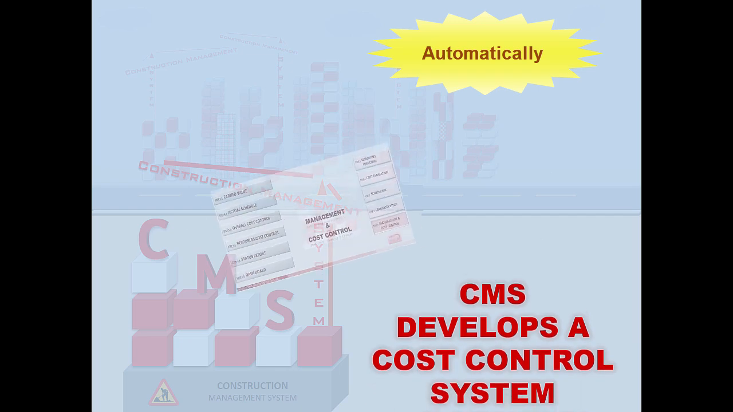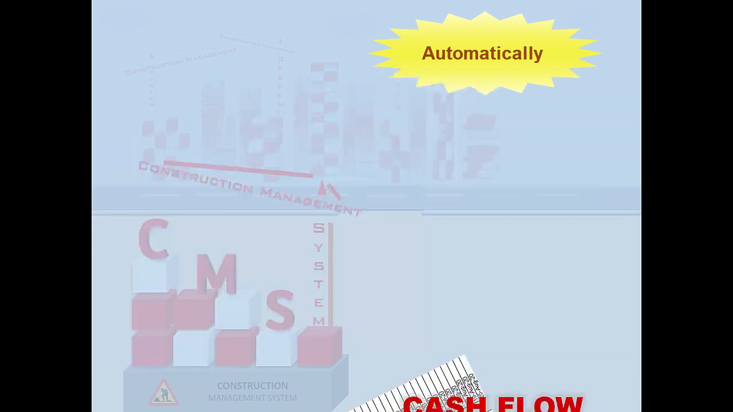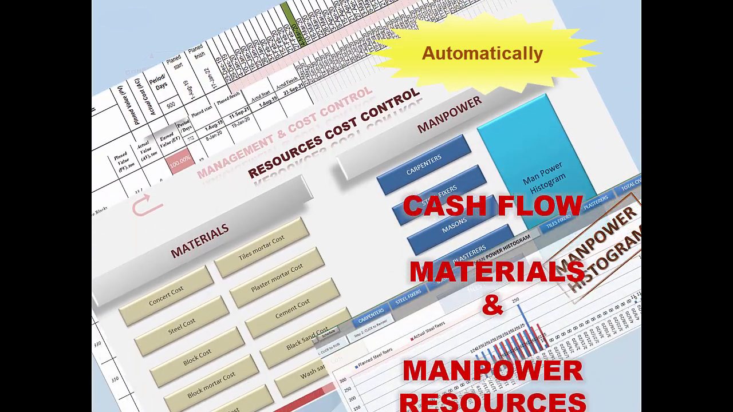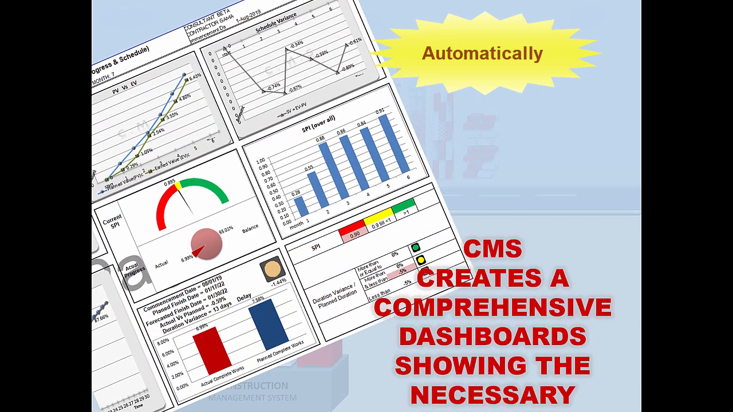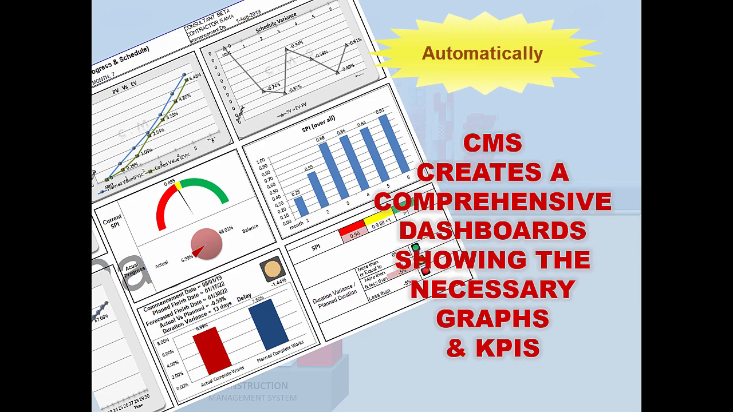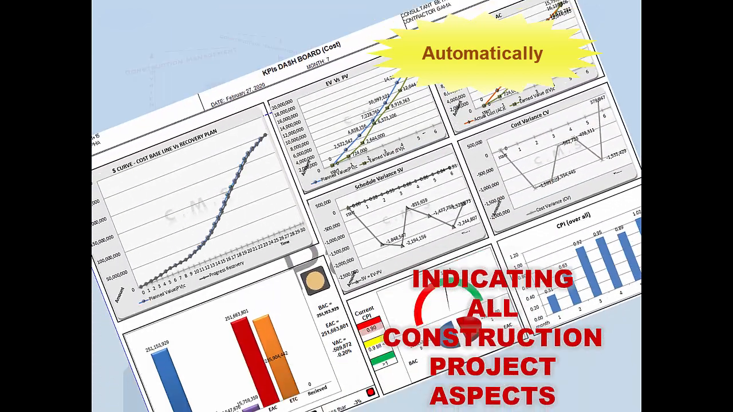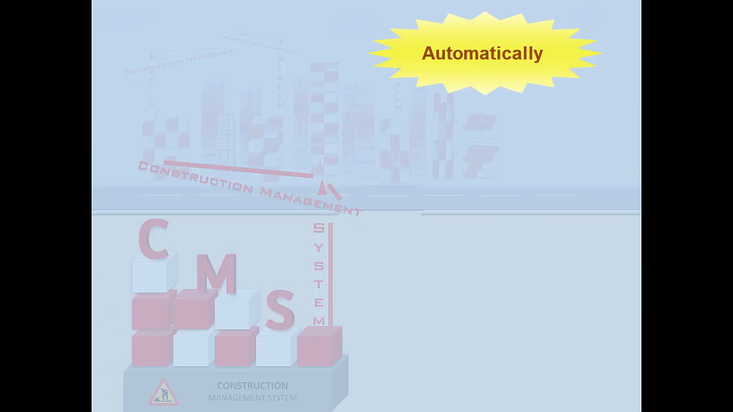CMS develops a cost control system to control the cash flow, materials, and manpower resources. CMS creates a comprehensive dashboard showing the necessary graphs and KPIs indicating all construction project aspects performance.